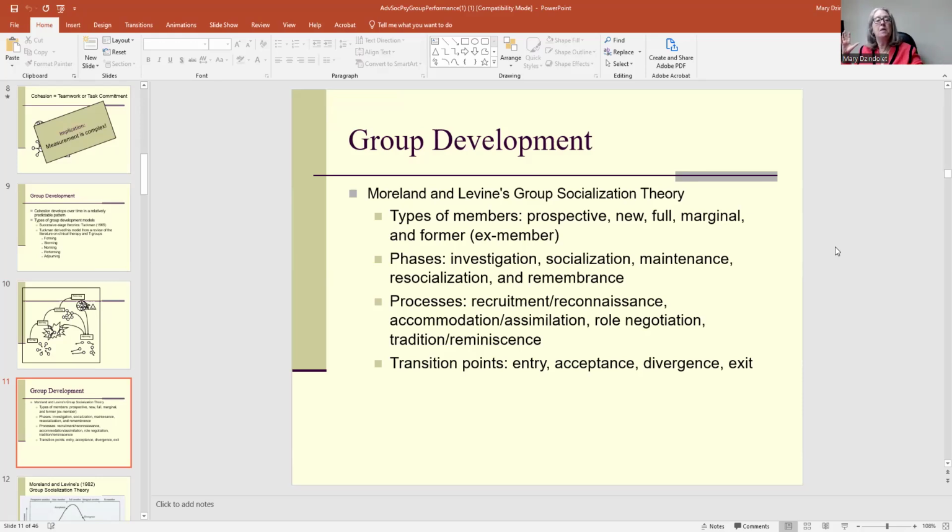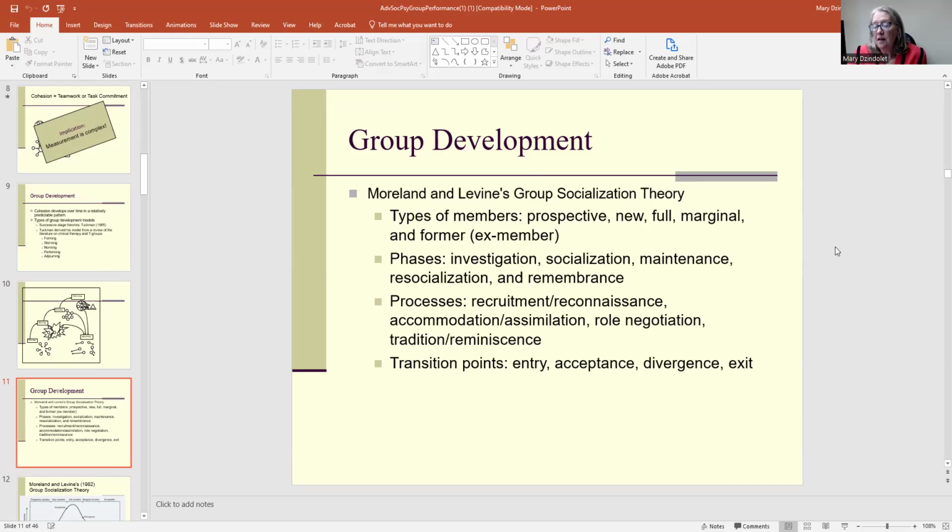And some will be full members and stay full members their whole lives. Some will go from being a full member to a former member because they leave the group. But sometimes there'll be some kind of falling out and they'll take this role as a marginal group member for a bit before they hit the former member or ex-member status. They identify 5 different phases: investigation, socialization, maintenance, resocialization, remembrance.